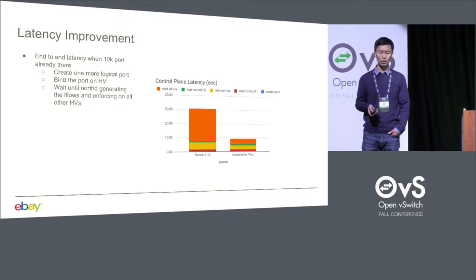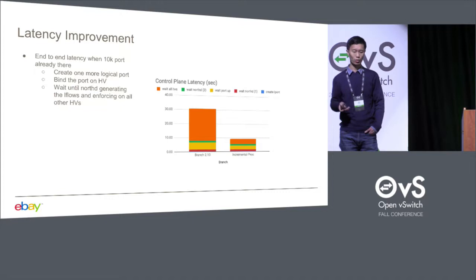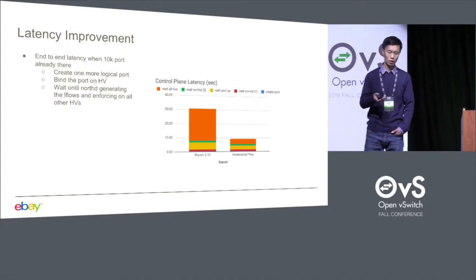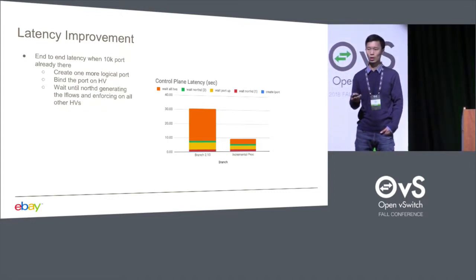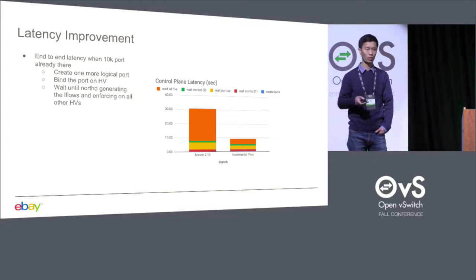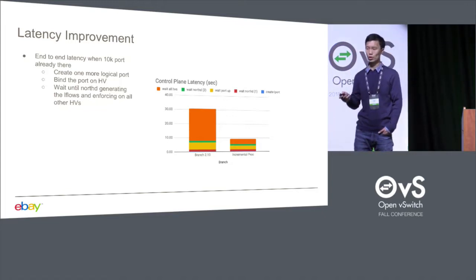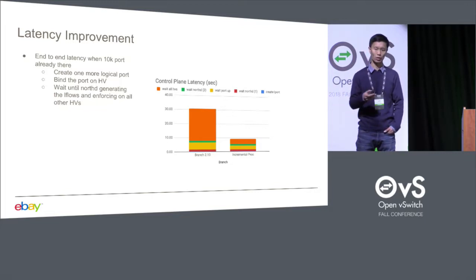And another test is about latency improvement. On top of this 10K worker node scale environment, we created one more port and saw how long it takes for the end-to-end control plane process to finish. That end-to-end control plane change actually takes a lot of steps. Firstly, northd will calculate the flows for the new port, and then the southbound DB will be changed, and then all the hypervisors will notice that change and do the processing.